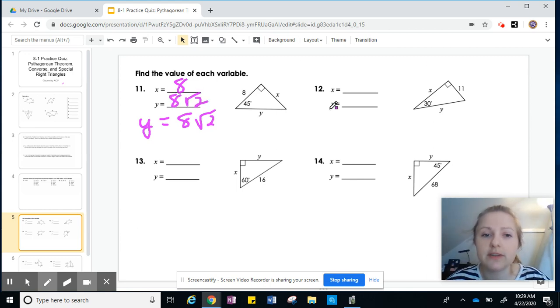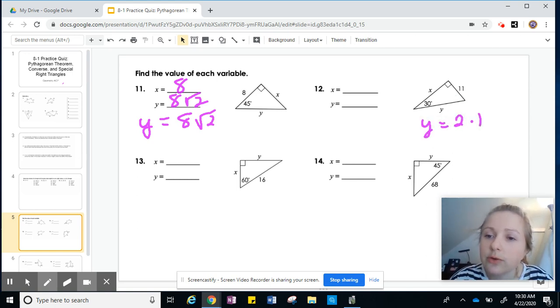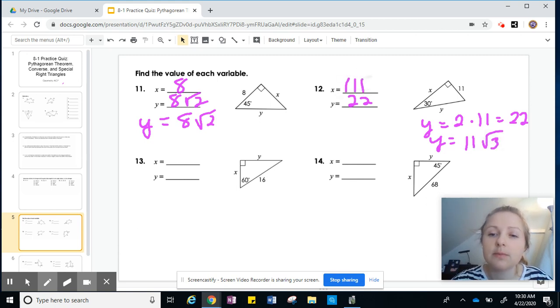For number 12, we've got a 30, 60, 90 triangle. So they give us the shorter leg, which means that we can easily find the hypotenuse because the hypotenuse is always 2 times the shorter leg. So it's 2 times 11, which is 22. And x is the longer leg. So since they give us the shorter leg, we can find that too. So the longer leg is always the shorter leg times the square root of 3. And there's nothing left to do there.